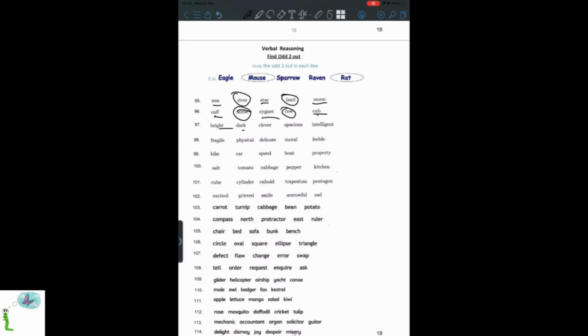So bright, dark. You can already see these two are quite similar. Clever, spacious, intelligent. So these three are describing an area, and these two are describing a person, really. So it's going to be them two. Fragile, physical, delicate, moral, feeble.